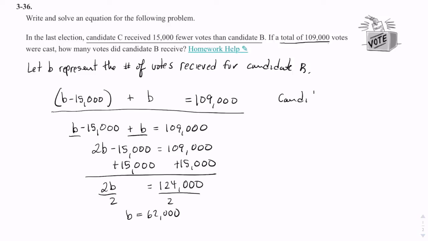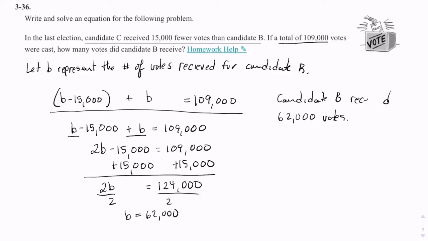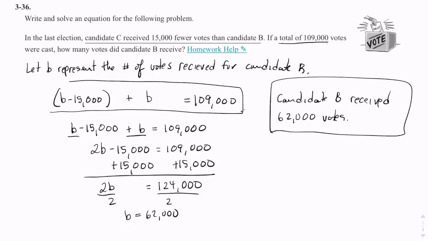So the solution in this case would be, candidate B received 62,000 votes. And something looks wrong. Yes, my spelling looks wrong, right? E-I-V-E-D, right? So this would be your answer, and this would be the equation, and all this is your work to find the answer.